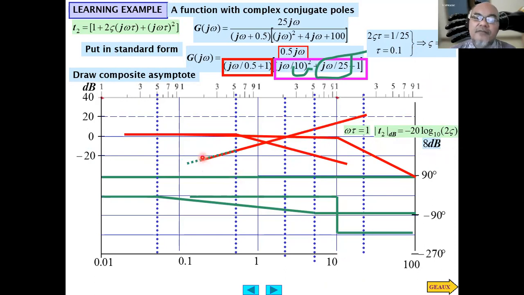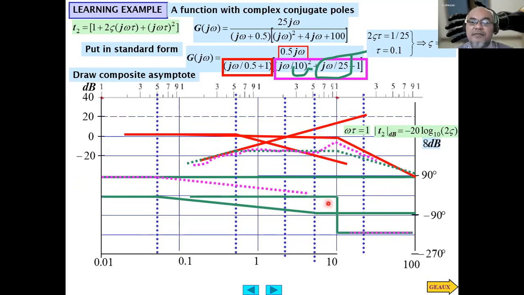Okay, so this is the asymptote. Like this, the negative and positive cancel each other and become just flat. This is positive 20 decibel per decade, this is negative 20 decibel per decade. But remember that this has 8 decibel at omega equals 10 radian per second. This increases.